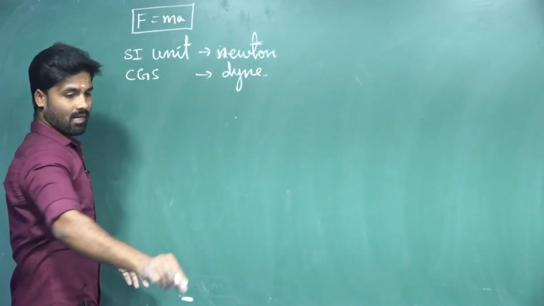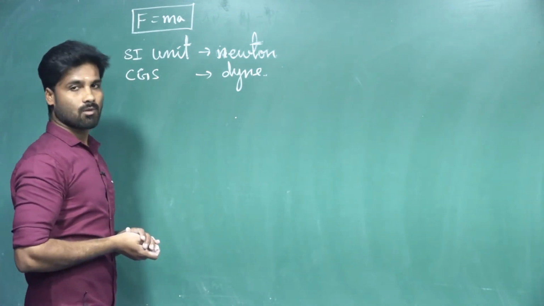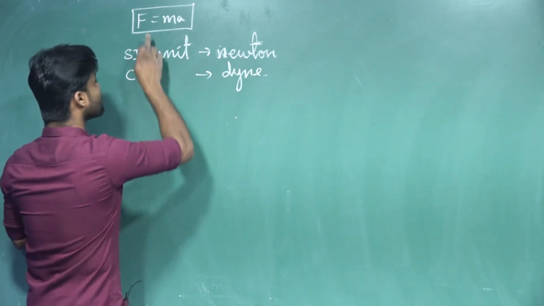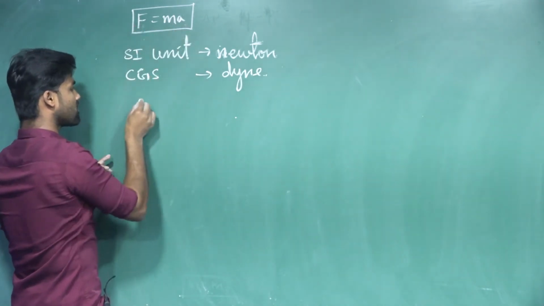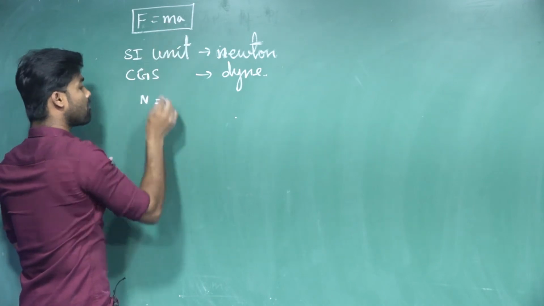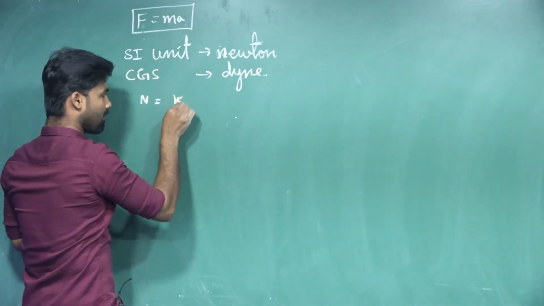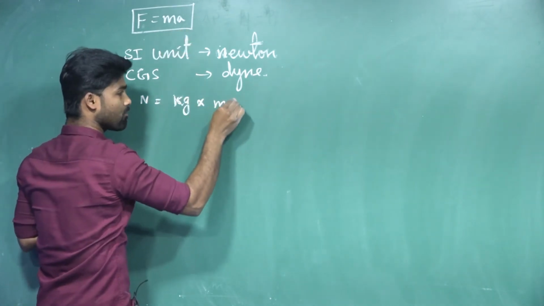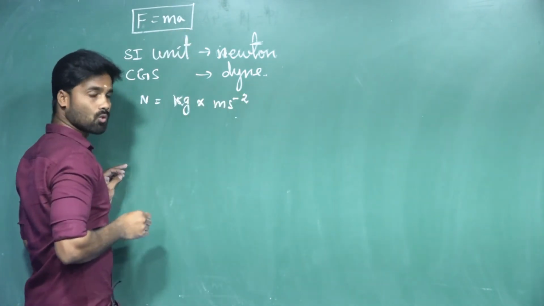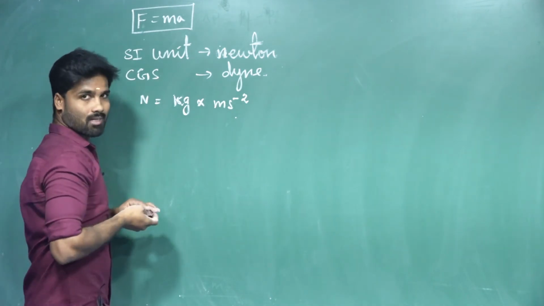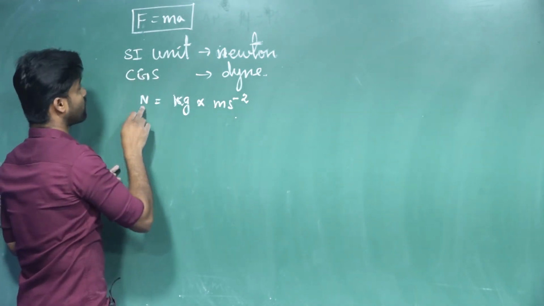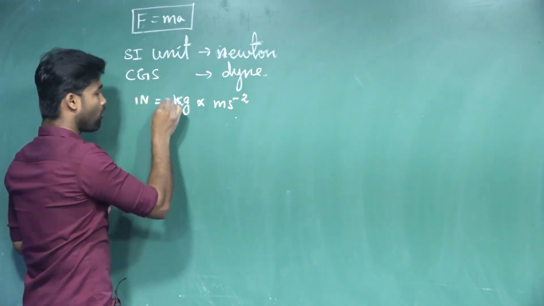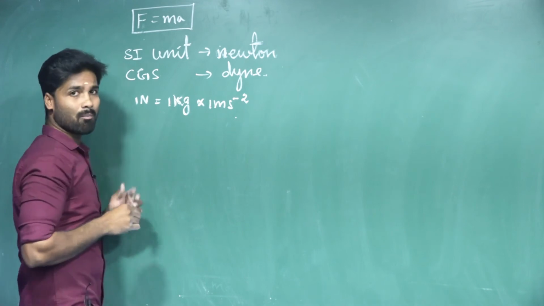Okay. So next we are going to discuss 1 Newton. Already we know that F equal to MA. The unit of force is Newton. The unit of mass is kilogram. Into the unit of acceleration is meter second power minus 2. Suppose we consider the quantity of force is 1 Newton, then what will we get here? 1 kilogram, 1 meter second power minus 2.